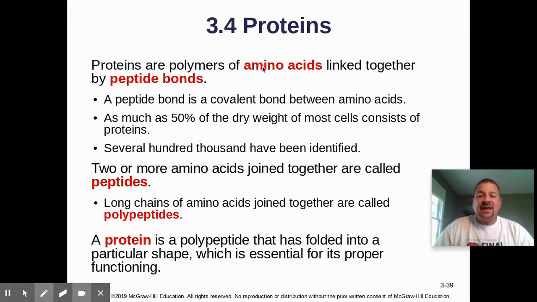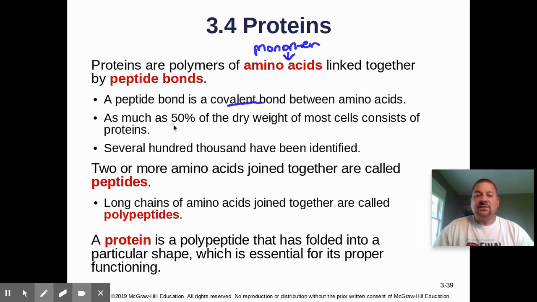Okay, when we look at the monomer of proteins, we're talking about amino acids, and we'll take a closer look at that structure in a future slide. Those amino acids are linked together by peptide bonds, which is a covalent bond between the two amino acids. Proteins are very, very numerous in living things.